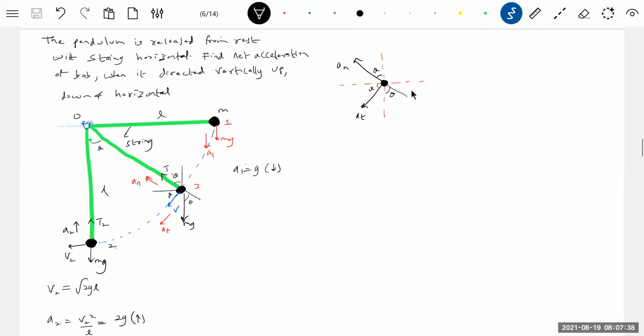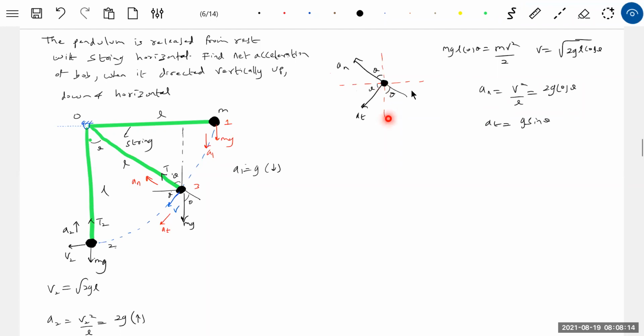Okay, let's apply conservation of mechanical energy here. What is the height it will descend? L cos theta. So mgL cos theta should be equal to mv squared by 2. So v squared is equal to 2gL cos theta. Then we calculate a normal. a normal is v squared by L, so this should be 2g cos theta. What about a tangential? It should be just g sin theta. Resolve g: the components of g will act here, g sin theta and g cos theta. a normal should be v squared by L.